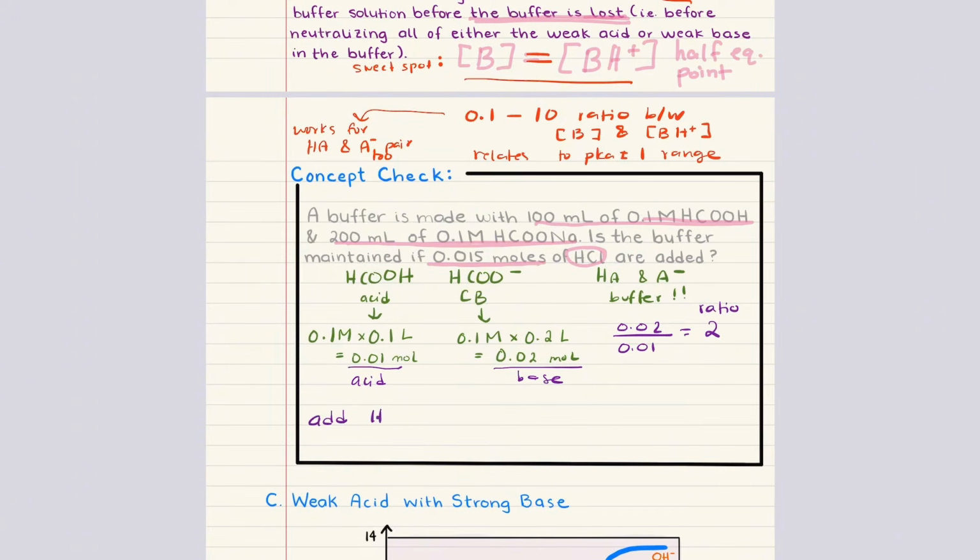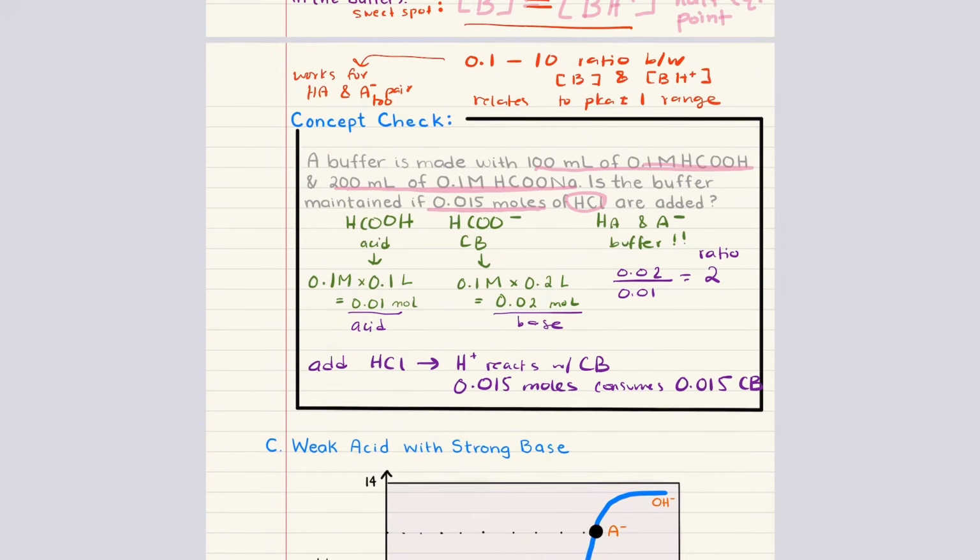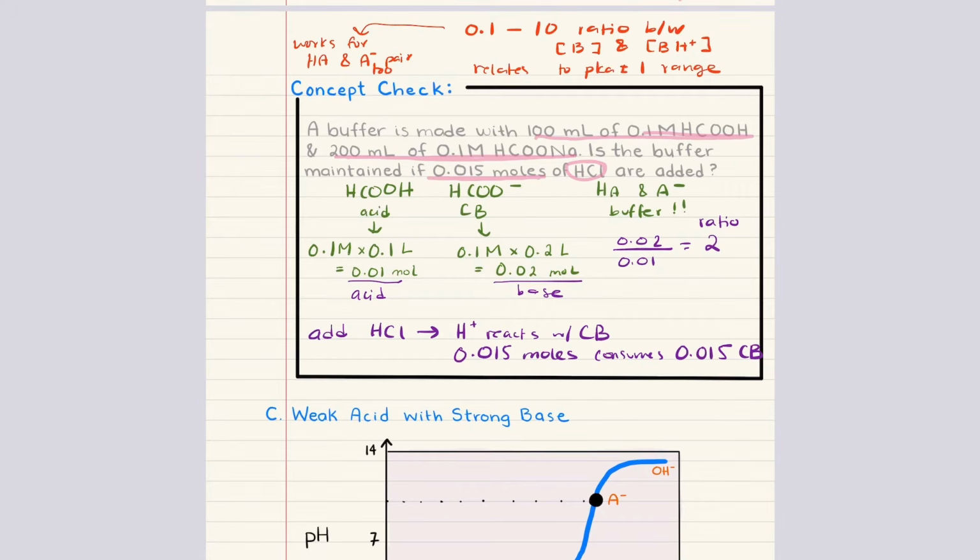Now we're going to account for the strong acid that we will add. The hydronium from hydrochloric acid reacts completely with the conjugate base. Every mole of hydrogen ion removes 1 mole of formate and turns it into formic acid. You add 0.015 mole of hydrogen ions, so that means it consumes 0.015 mole of formate and creates 0.015 mole of new formic acid.